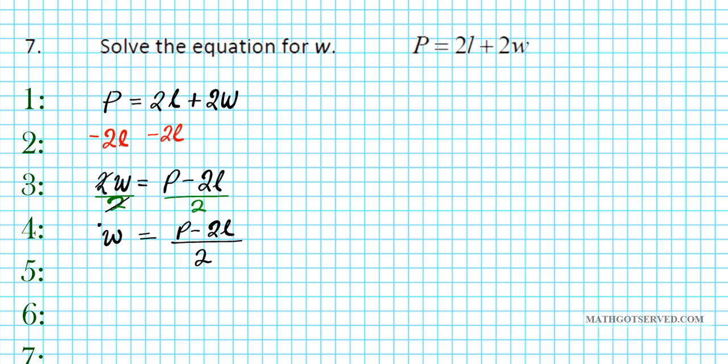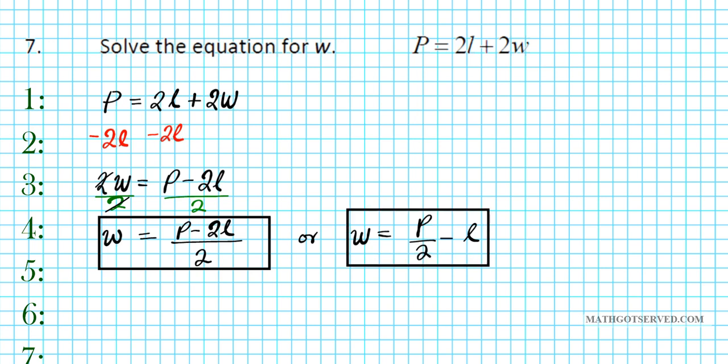Now you can leave it in this form, or you can split it up into 2. You can write it like this, or you can have this format: W equals P over 2 minus 2L over 2, which just gives us L. This is another form of writing the same answer, but whichever form you come up with on the test, you will get full credit.